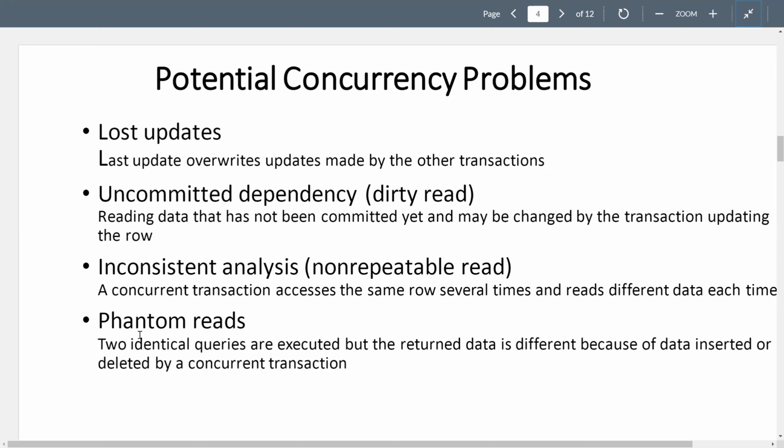Inconsistent analysis, or we call that non-repeatable read, meaning a concurrent transaction may read a piece of data several times, two or three times, but each and every time the value is different. The reason why this is happening is we do not isolate a transaction.